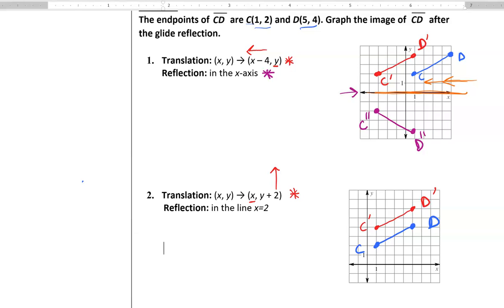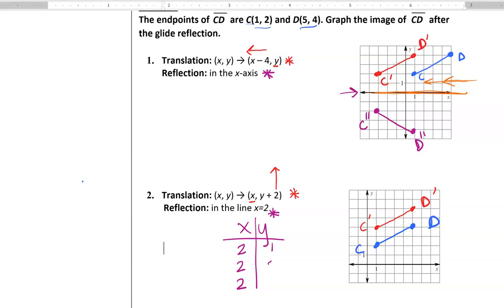Okay, the next one, reflection. So if I'm reflecting in the line x equals 2, I need to graph that line. If you remember where x equals 2 goes, great. Otherwise, I'm going to graph or make a table. So if x is equal to 2, all of my ordered pairs contain x equals 2.